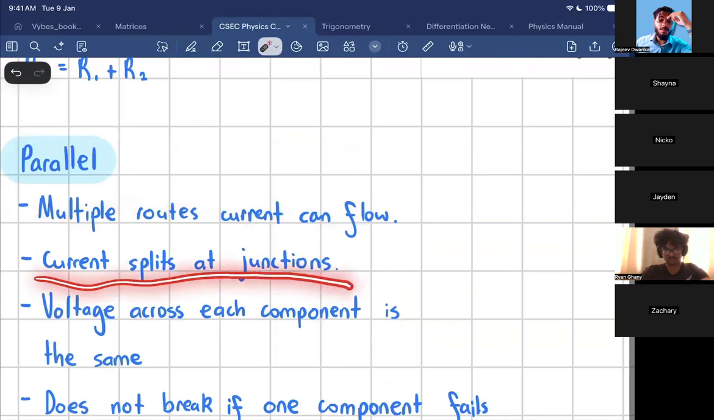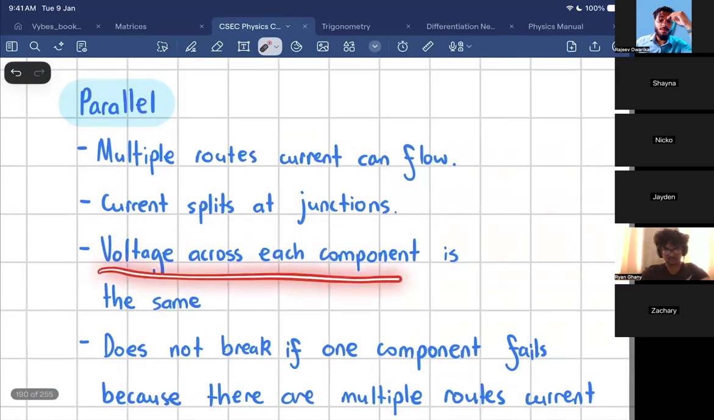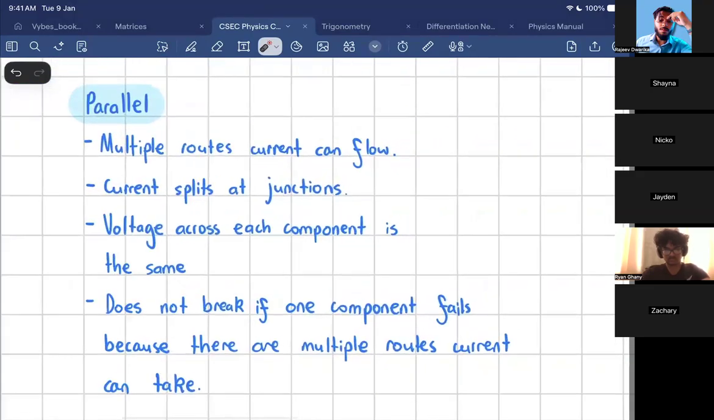Current splits at junctions. The voltage across each component is the same. So this might be one that's kind of hard for you all to understand. Let me explain something. Do you all think your house is hooked up in series or parallel? Parallel. And let me explain why that makes sense. Ryan, if one bulb blows in your house, does everything in the house stop working? No, everything still works. So it's connected in parallel. Right? So domestic applications use a parallel configuration.